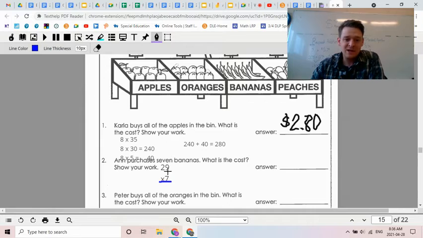So 7 times 9. Well, I know 7 times 10 is 70, so if I take 1 seven away, that would be 63. So 7 times 9 is 63, so a 3 stays in the ones column, and a 6 moves into that tens column. Now I'm going to do 7 times 2, which is 14. I'm going to add 6 to 14 to get 20, and it gives me an answer of 203. And if I'm going to move that into dollar notation, I get $2.03.